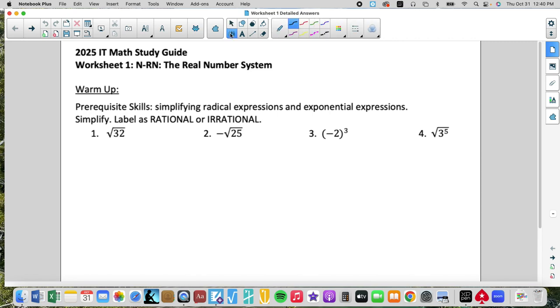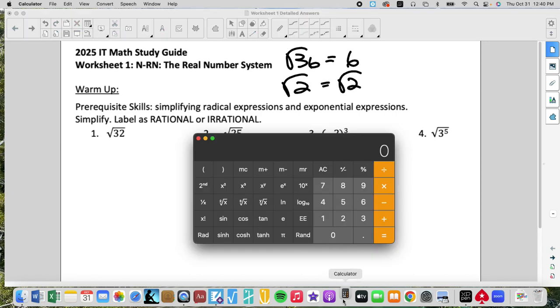Rational radicals are perfect squares. So square roots that have a perfect square. So the square root of 36 is a rational square root. And then we can have an irrational square root, which is the square root of 2, which cannot be simplified. If we type 36, take the square root, you see we get a rational number. If we take the square root of 2, we get an irrational number.